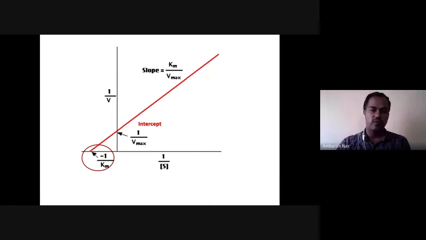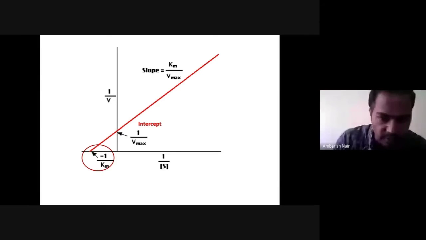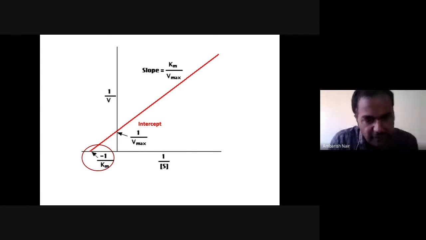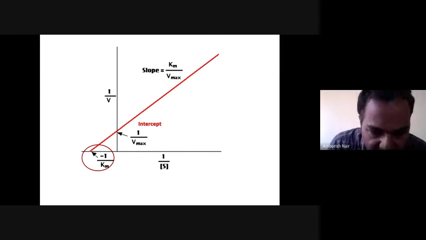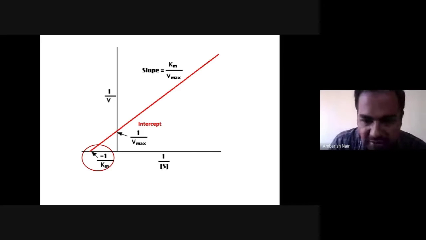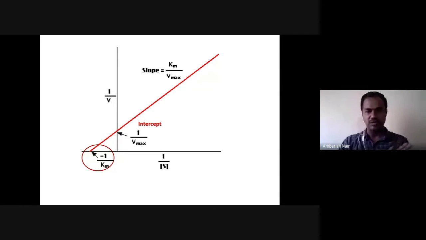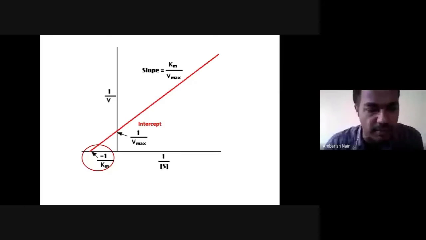If you plot 1 by V or 1 by V naught versus 1 by S or 1 by S naught, you will get a straight line, and we look at where it touches the x-axis. When you plot a graph, there is a left side and a right side. From zero, if you go to the right side, it is increasing. From the left side, if you come near to zero, that is increasing. I hope you know. From the negative side, which one is a bigger number: minus 10 or minus 2?